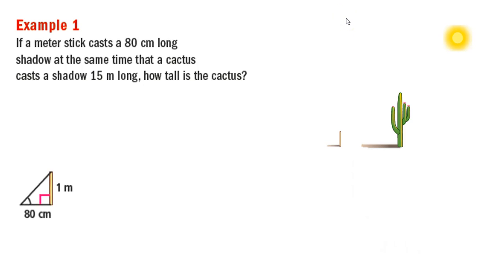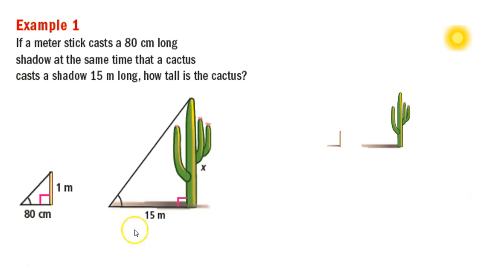So to illustrate that, there's one of the triangles. Here's the meter stick. This length right here is the shadow, which is right there. And then this hypotenuse here is going to be the sun rays coming over the meter stick there. We're assuming also here that the meter stick is perpendicular to the ground, so that's a right angle. What this looks like with the cactus is this. We have a 15 meter shadow.